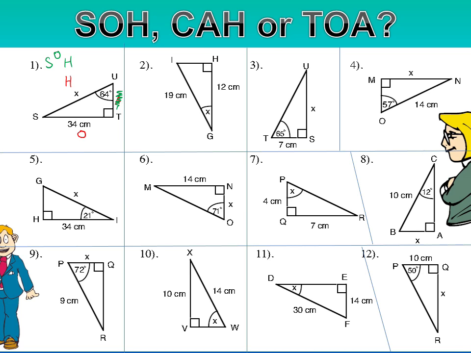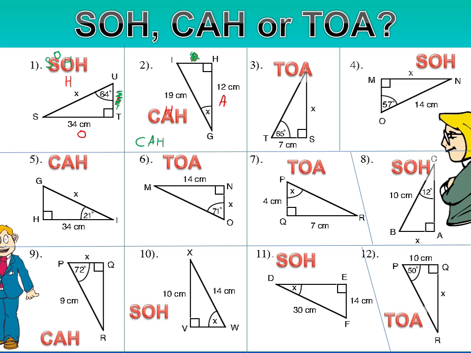Okay, question 2. Same again, label. This is the opposite, hypotenuse, adjacent. This time, my opposite has no information. That leaves me with A and H. SOH, CAH or TOA. You can see CAH is the only one with A and H. Right, have a go at the others. Pause the video. And here are the answers.